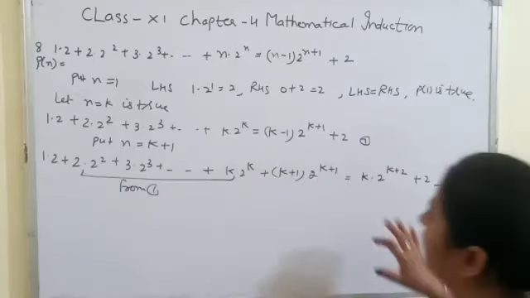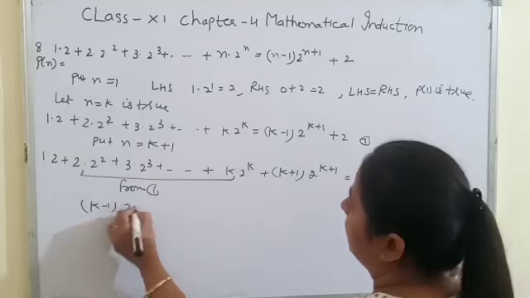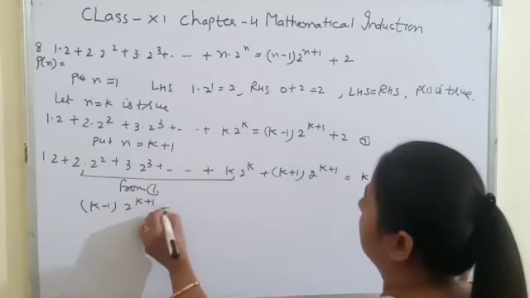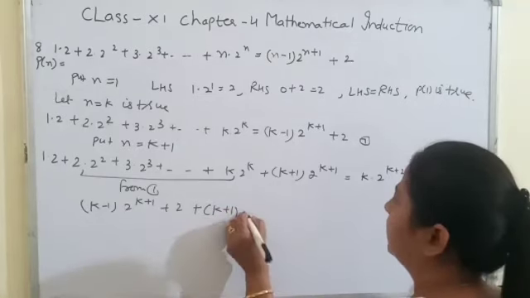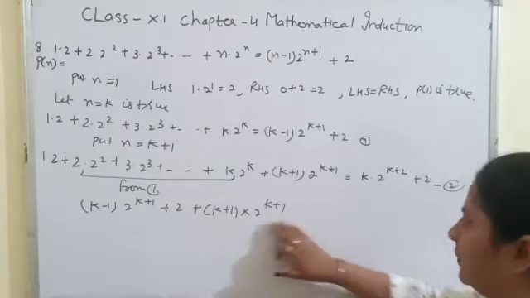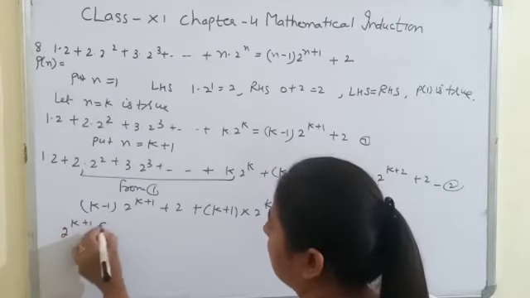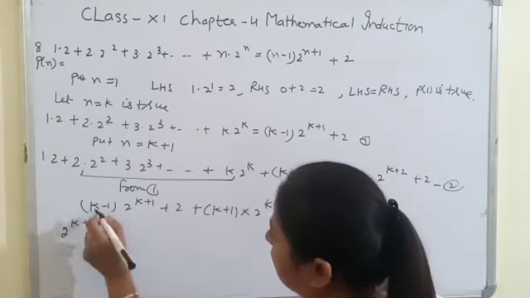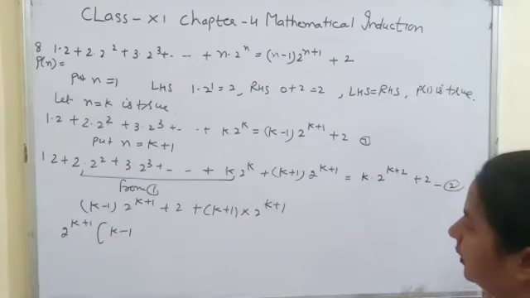From 1, write the value k minus 1, 2 power k plus 1 plus 2 plus k plus 1 into 2 power k plus 1. Let's take 2k plus 2 power k plus 1 common, so that we can easily solve the rest of the values. It will become k minus 1. What is left? k minus 1.